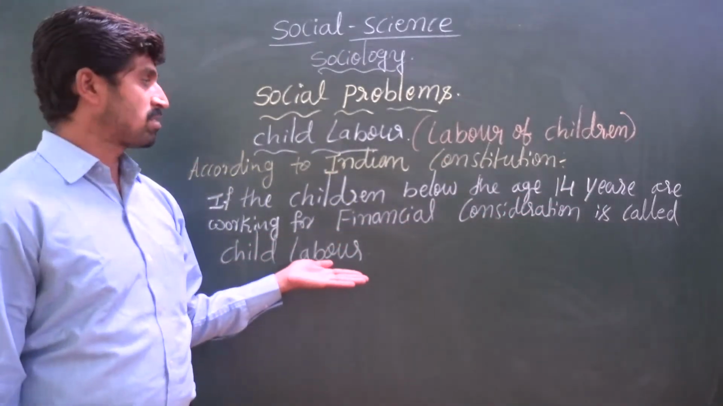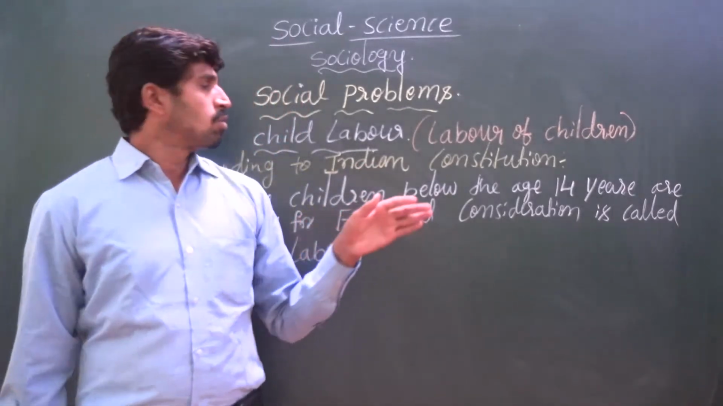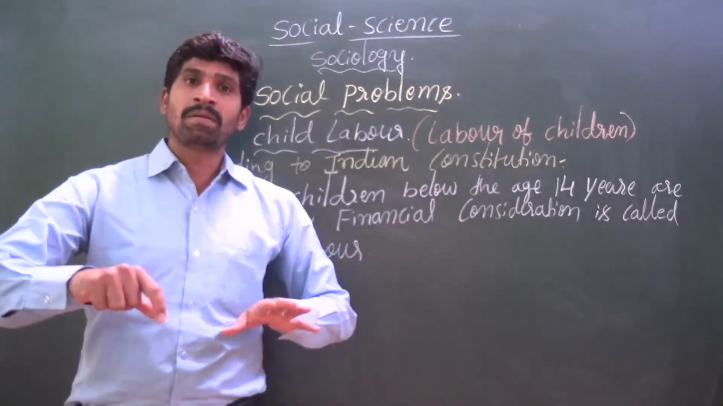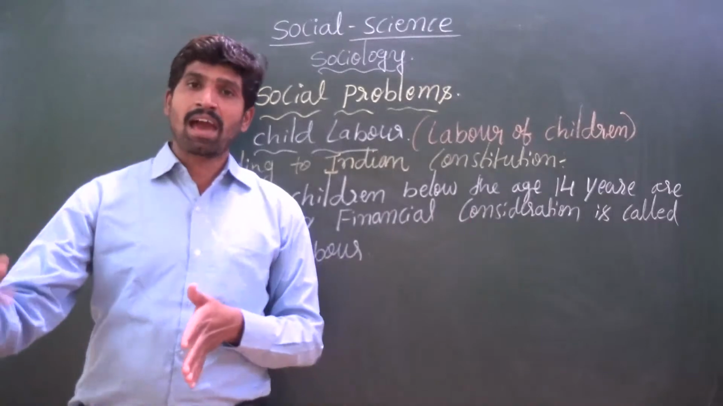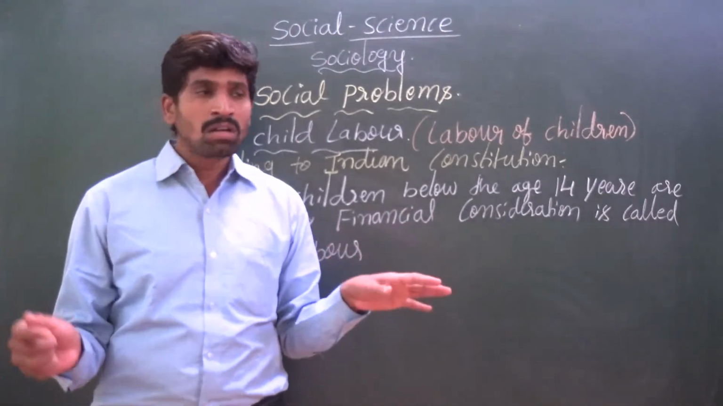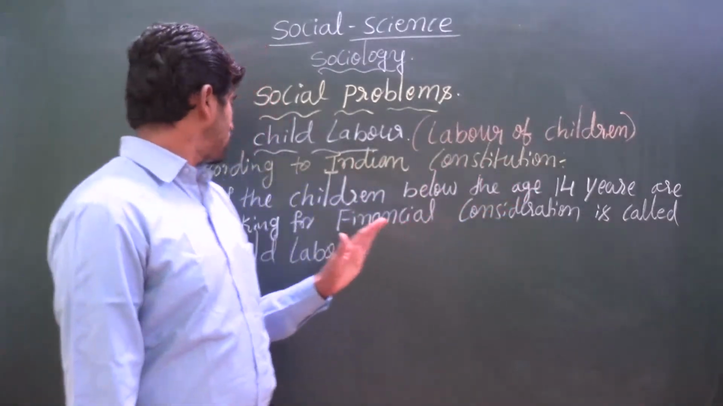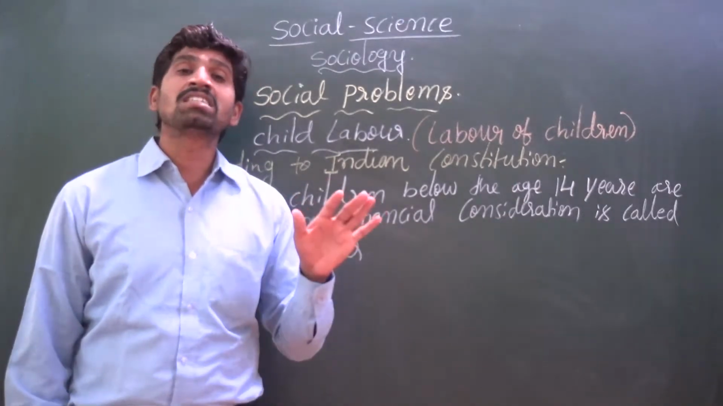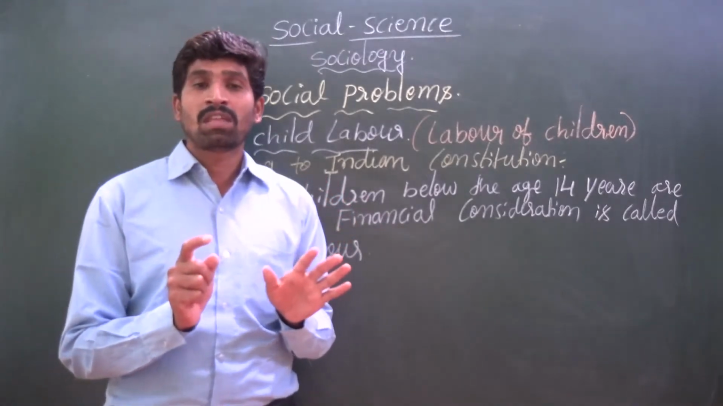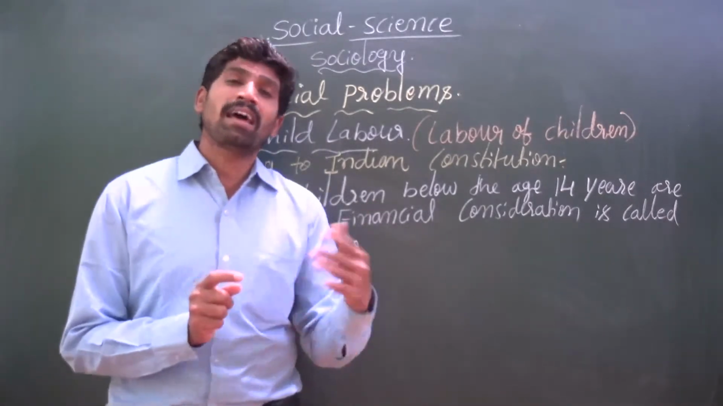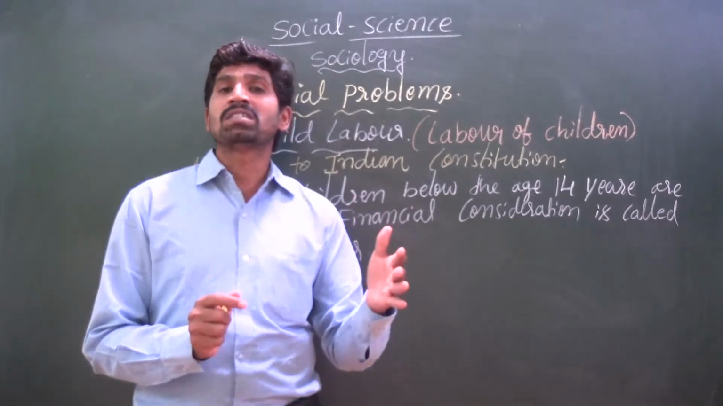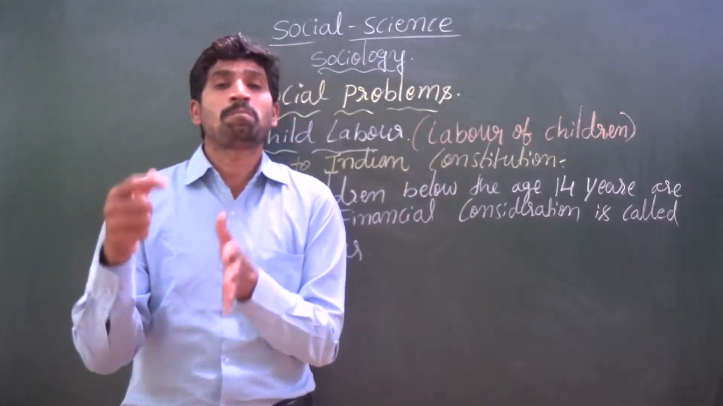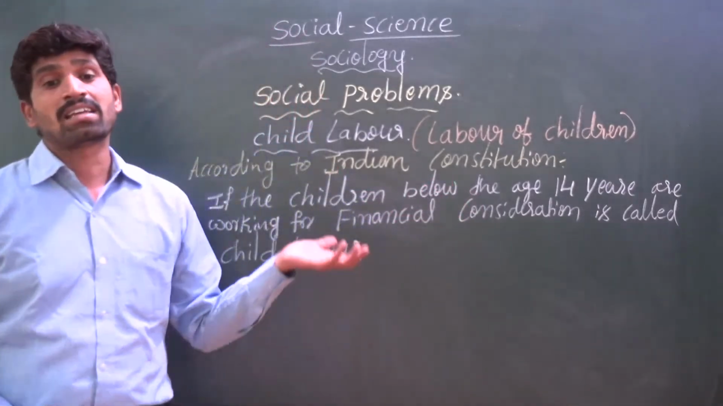For example, think of children who are below 14 years of age. If they are working, wherever it may be, in construction, in factories, in vehicle repair garages, or in agricultural fields, for financial consideration. For example, if those children are very poor, they need finance to lead their life. If they need food and clothes, finance is important. So they work for a financial consideration, and this is called child labor.